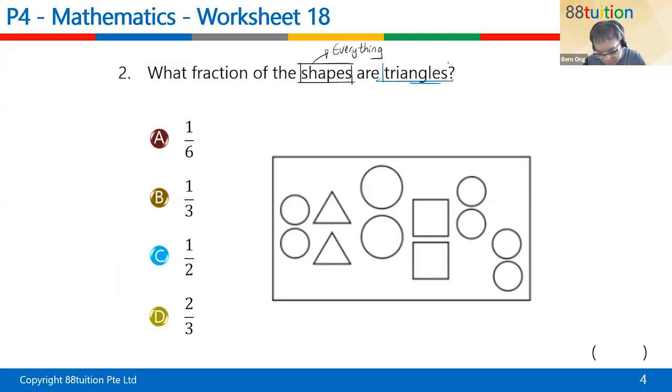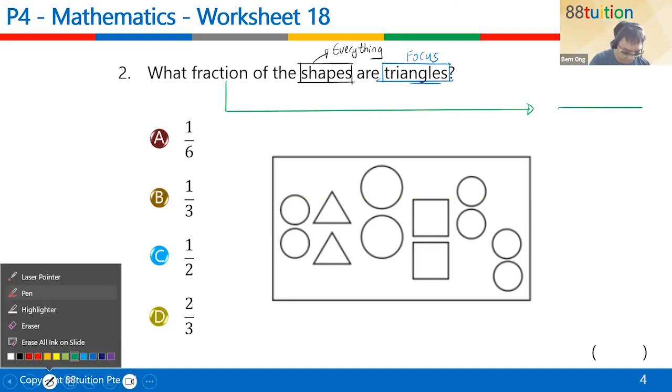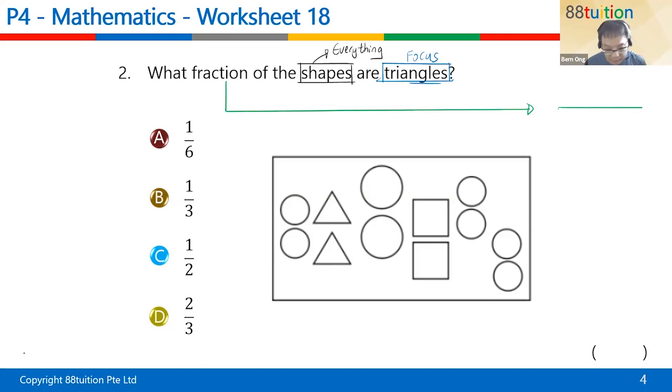This is a fraction question. They are only focusing on the triangle. And what does the question want? The question wants a fraction. What's the meaning of a fraction? Fraction means you must have a numerator versus a denominator. So down here, the question says, what fraction of the shapes, where shapes means everything?